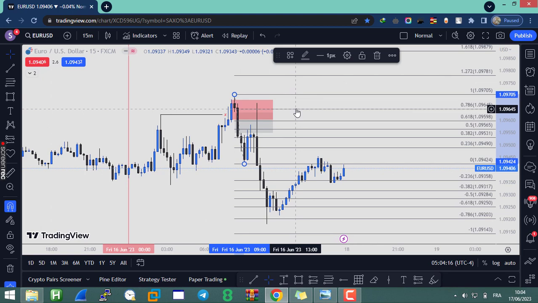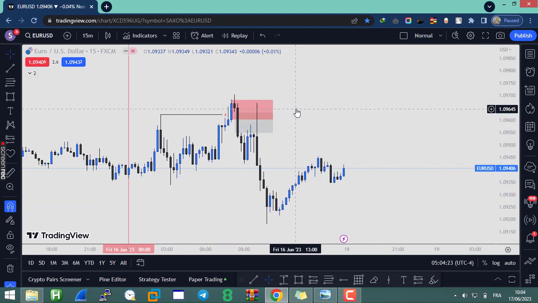So that is the OTE. It will give you high risk to reward, but you will not catch the trade every single time, because most of the times the price will not retrace to that level. So if you are conservative and you don't want to miss the trades, you can take the entry on the fair value gap. If you want a higher risk to reward, you can take the entry on an order block right here, and you can see it will give you higher RR.